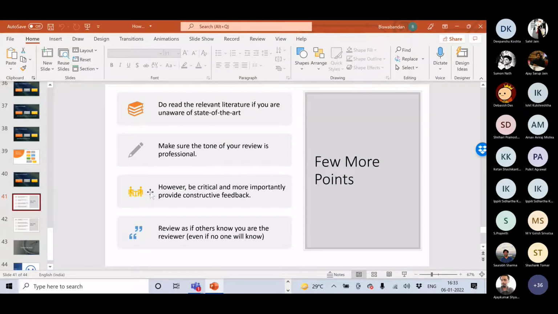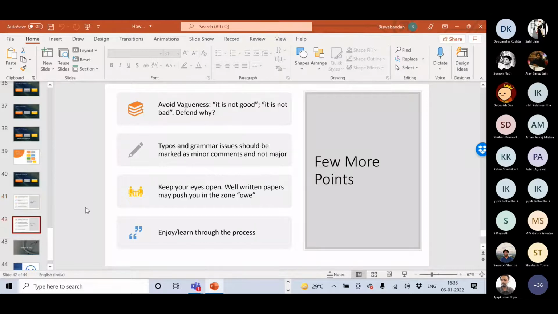The first and foremost thing that you have to learn is how to be professional, right? But at the same time, you should write critical points and provide constructive feedback, which will help the authors or your friends. This is pretty common that I have seen among students when they submit reviews: this section is not good, that plot is not good, this is not bad, blah, blah, blah, right? That won't work. You have to defend every statement that you make in your review. If you say this plot is not good, defend why, right?